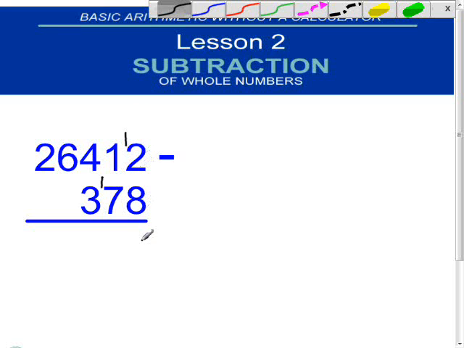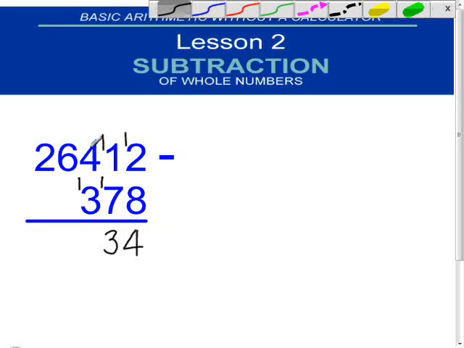12 minus 8 equals 4. Now I've got 1 minus 1 plus 7, which is 8, and I can't do it, so I'm going to have to add 1 to the top and 1 to the bottom again. This one acts as a 10 and turned that one into an 11. And this one is 8, 1 plus 7. So I've got 11 minus 8 equals 3.